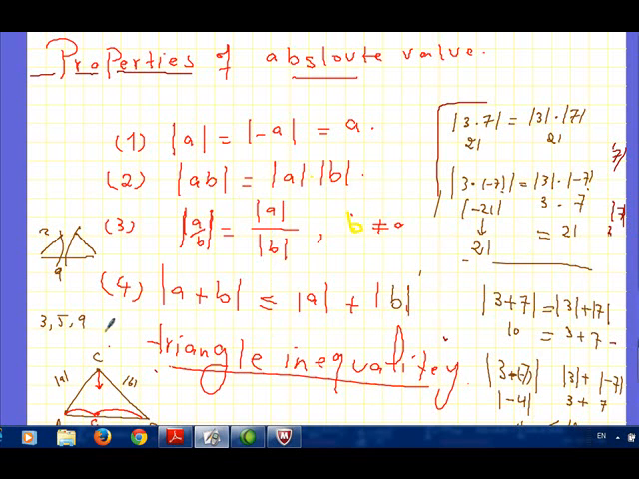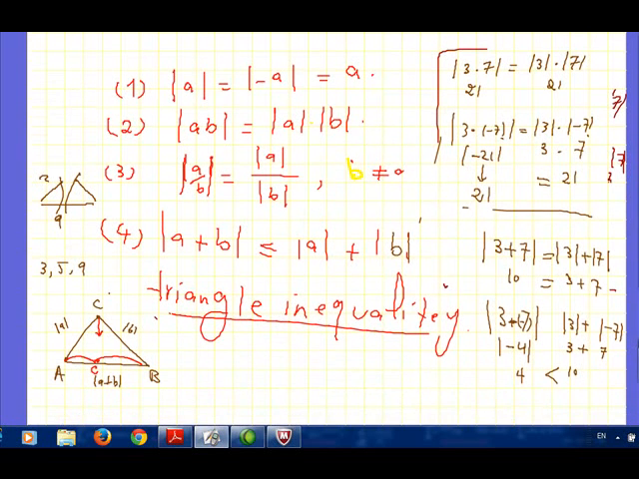We have a very famous property which is called the triangle inequality: absolute value of a plus b is less than or equal to absolute value of a plus absolute value of b. For example, absolute value of 3 times 7 will be absolute value of 3 times absolute value of 7, which is 21. Absolute value of 3 times negative 7 will be absolute value of 3 multiplied by absolute value of negative 7, which will be absolute value of 3 multiplied by 7, which is also 21.